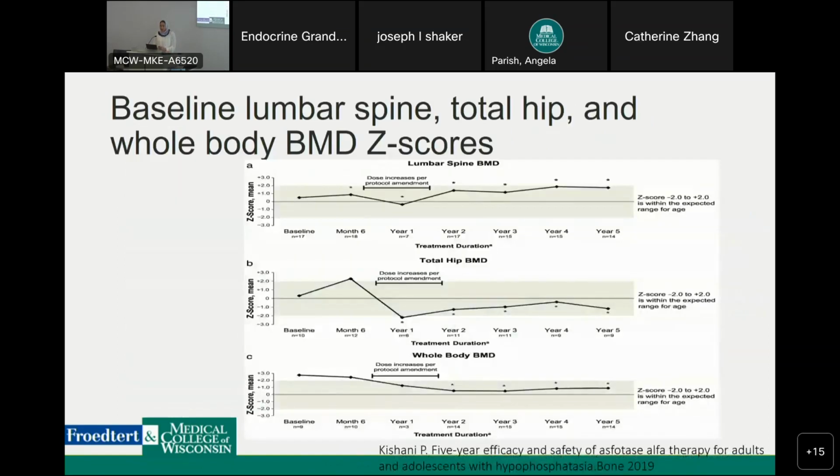And then here they mainly looked for excessive mineralization with asfotase alfa. They included patients who they followed for about 5 years, starting with a normal bone mineral density, and these patients were less than the age of 50. They found that there was no excessive mineralization in the femoral neck or the spine. But it was not studied in patients who have low bone density.